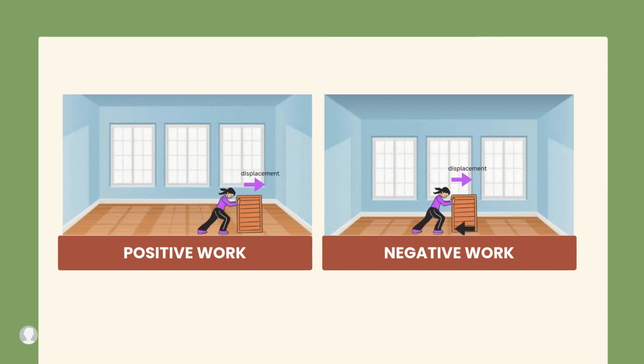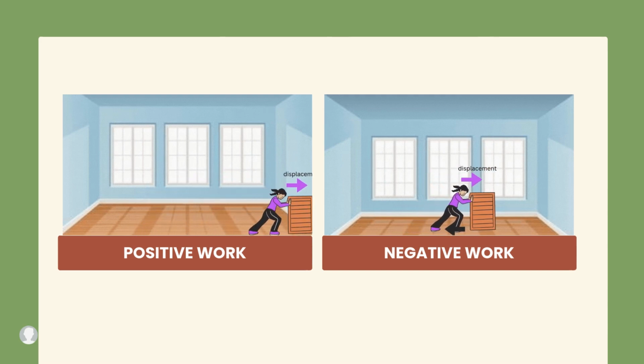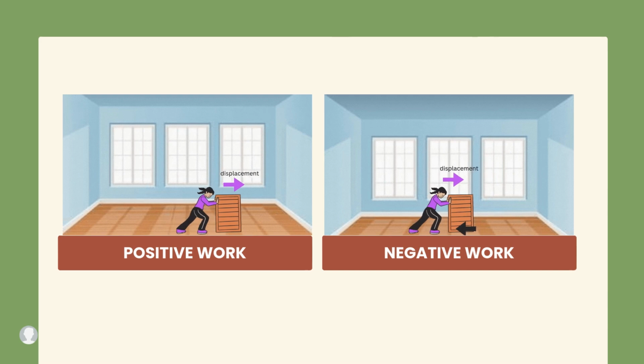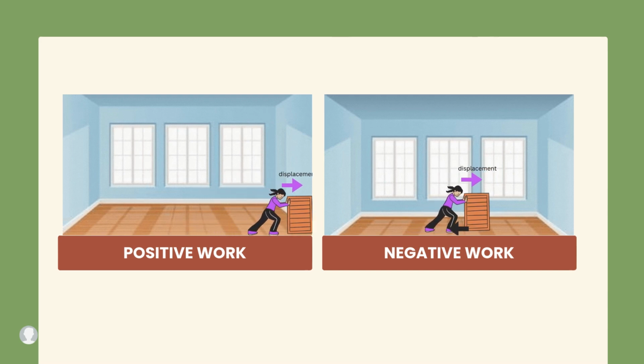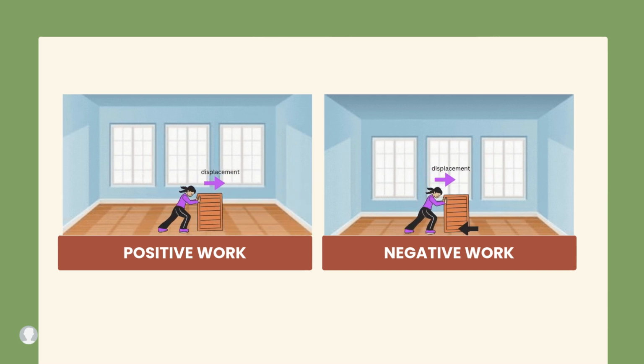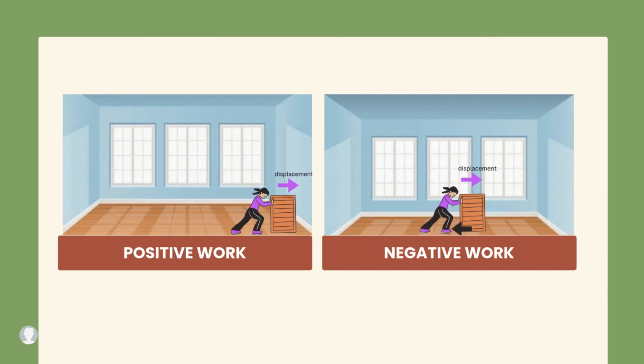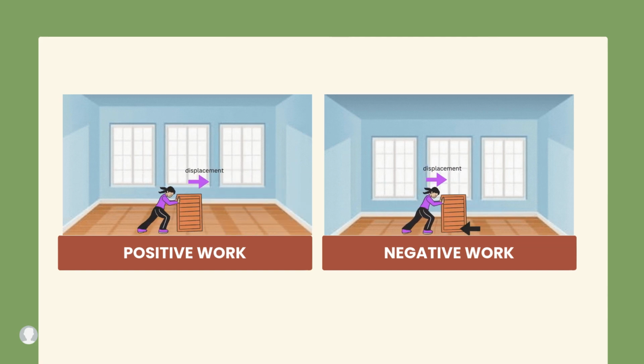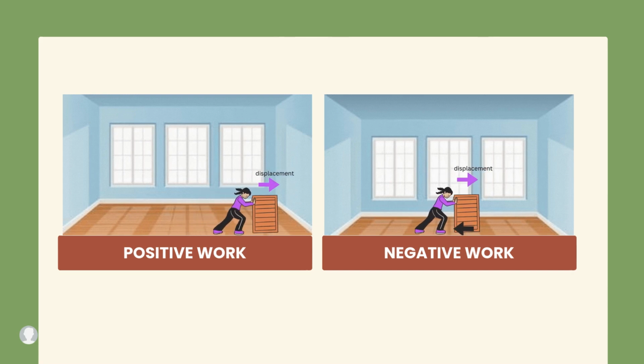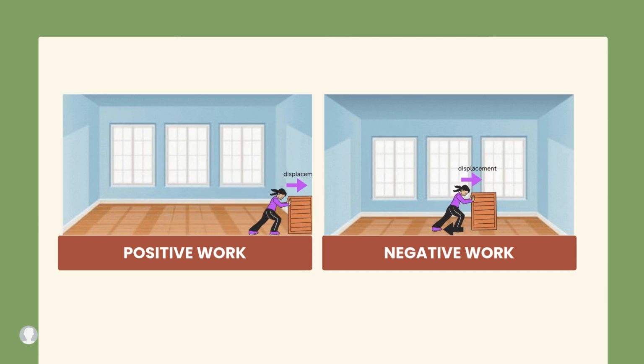This is the symbol representation of positive work and negative work. In the positive work, the object is moving in the same direction as that of the force applied. There is no friction or nothing is there. But in the negative work, friction is acting in the opposite direction of the force. So it is called negative work.